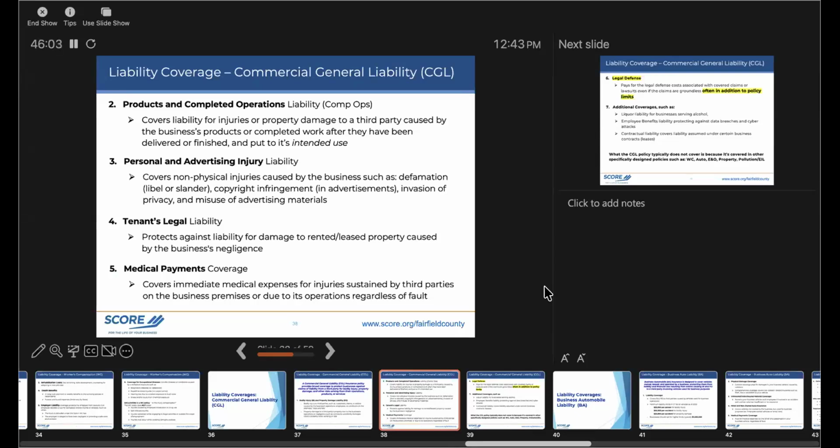Personal and advertising injury covers non-physical injuries caused by business, such as defamation, libel, or whatever. Tenant's legal liability: if you are renting premises, more than likely your landlord is going to want you to have insurance and tenant's legal liability. So if you have a general liability policy, which you should, then tenant's liability would be covered in there. Medical payments covers immediate medical expenses for injuries sustained by third parties on the business premises or due to its operation, regardless of fault.